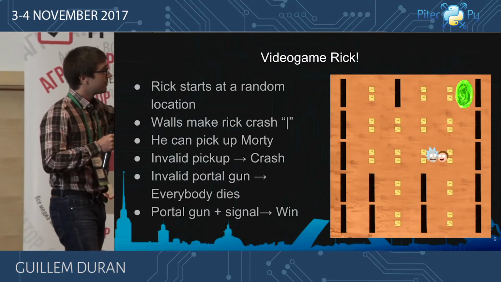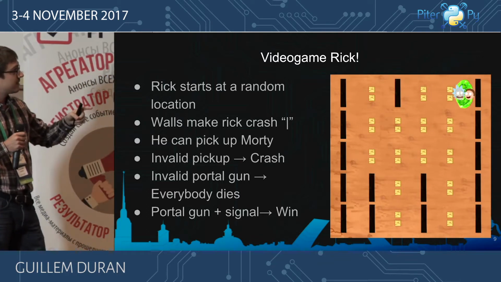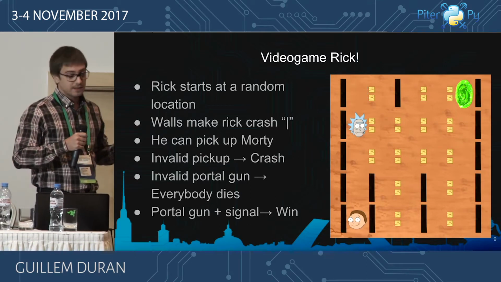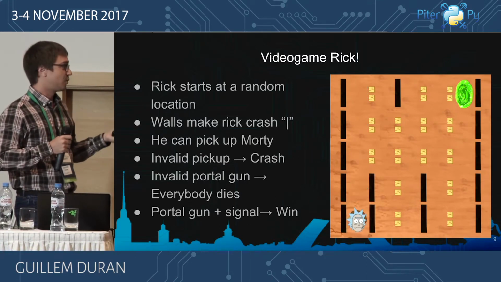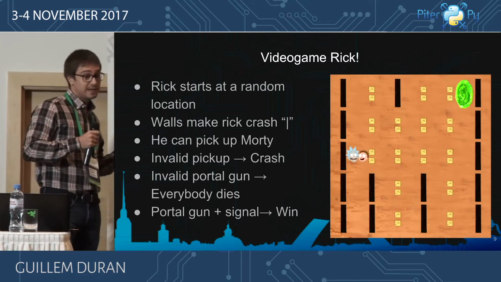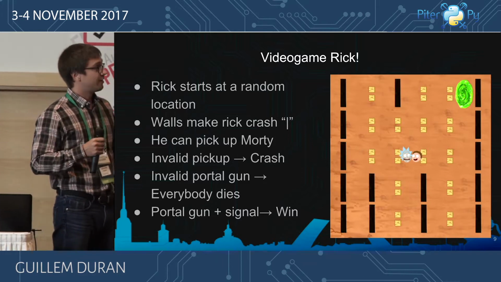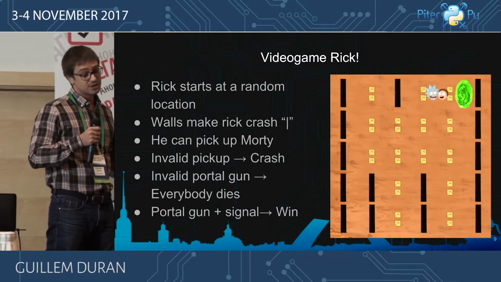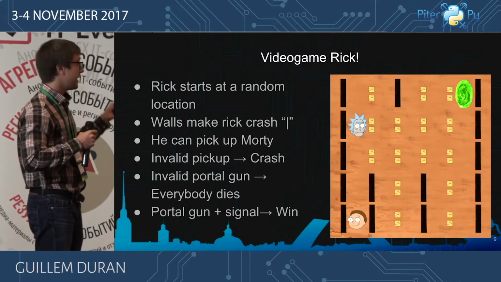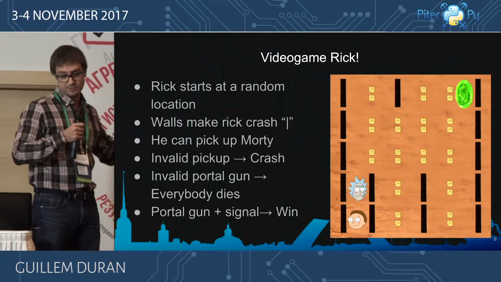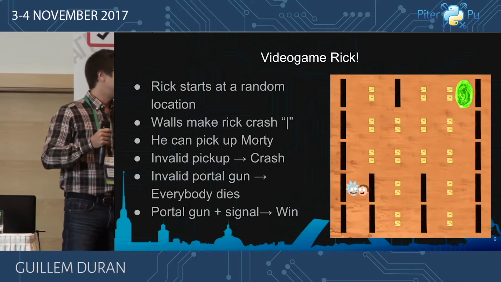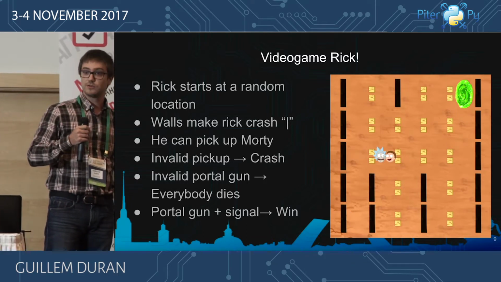There are some walls, which are not meant to be trespassed, and you can see that Rick can pick up Morty when he's over him. If he tries to do a pickup when he's not over Morty, or he tries to use his portal gun when he's not with Morty at the portal location, bad things will happen. But if he eventually gets to pick up Morty right and go with him to the portal and use his portal gun, then the game is solved and he returns back to normal condition.